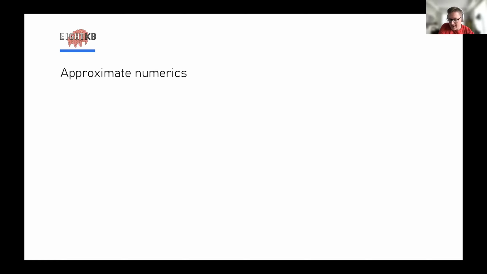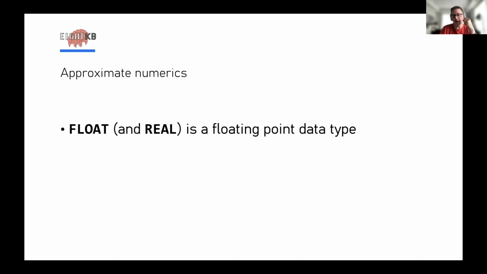Approximate numerics. Okay, cool. So approximate numerics work as follows. You've got floating point, well, float and real. They're both floating point data types. Float is just a wider type, so it can store more precision. Now, precision is a tricky word because it's not that precise, and we'll get into why.